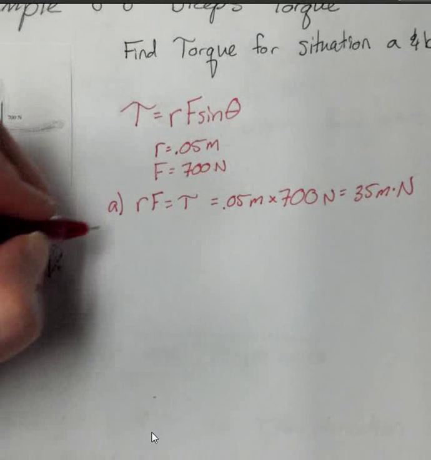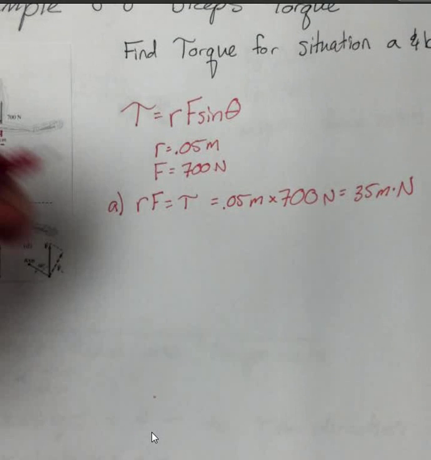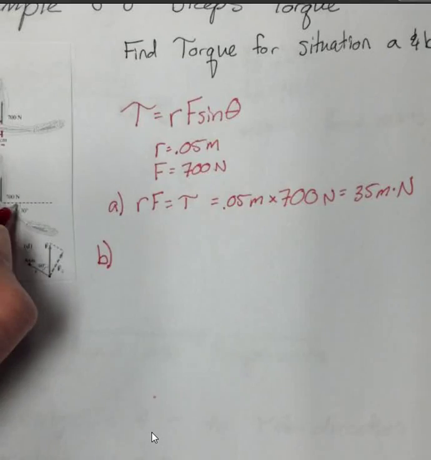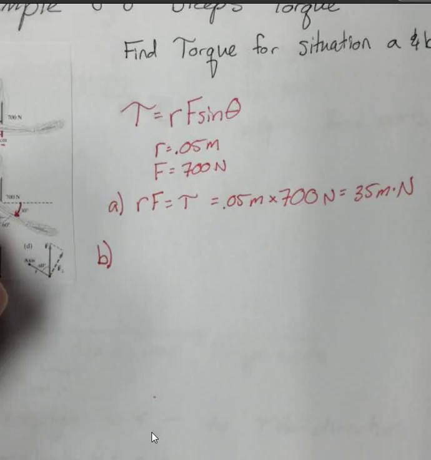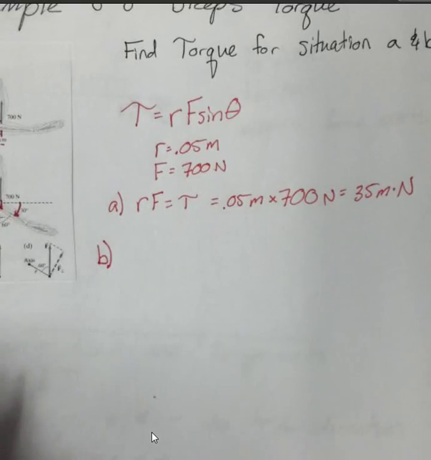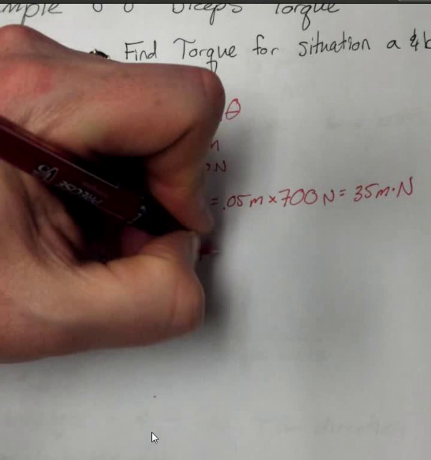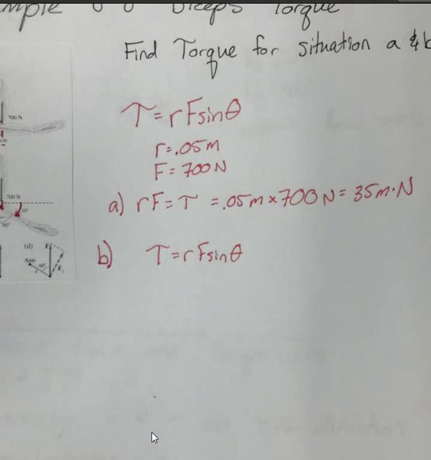Alright, so that's A. It's incredibly straightforward, but for part B, the elbow is dropped 30 degrees below the horizon, so your hand has been lowered, and your 5 centimeter separation is now located there. You can see it's no longer at a 90-degree angle to the force. And so we're actually going to have to find the angle of separation between the two so that we can find the new torque.